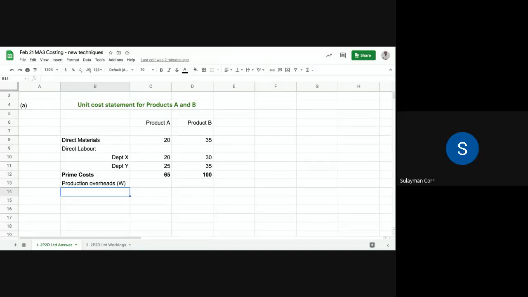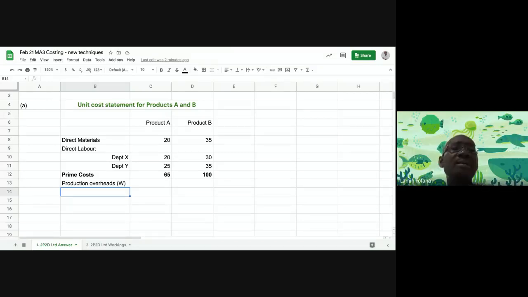Okay, are you following? What I'm trying to explain is that we are trying to calculate our production overhead. We agreed that we're going to calculate it using a different worksheet, which is our sheet 2.